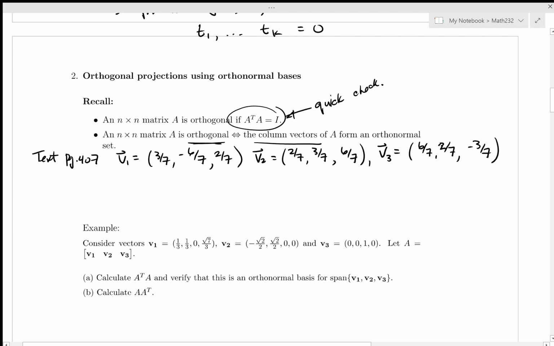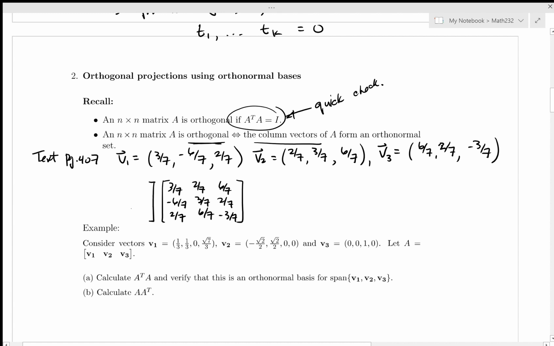What we could do is form the matrix A by putting the vectors in as columns. The column vectors of A form an orthonormal set. So I put these vectors in as column vectors, and I get, what do I get? 3/7, minus 6/7, 2/7. And then I put the next one in, 2/7, 3/7, 6/7. And I get the third one in, 6/7, 2/7, and minus 3/7.